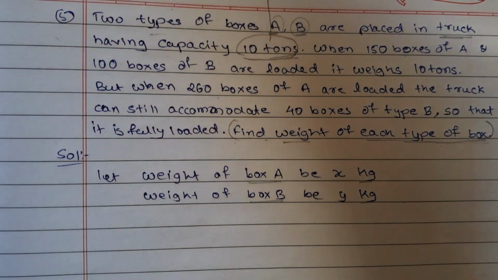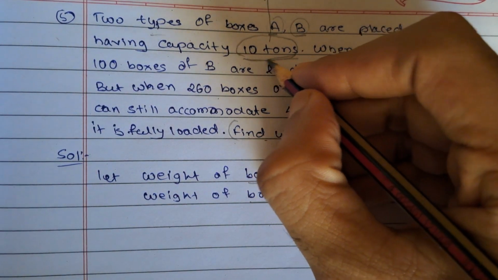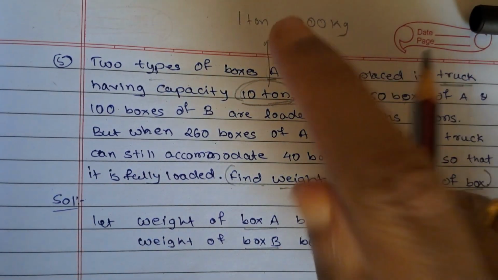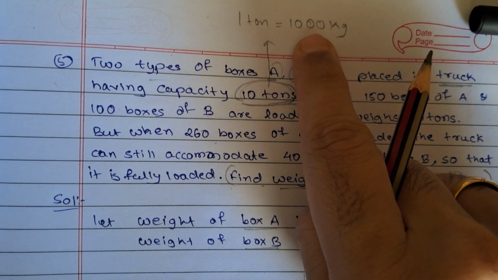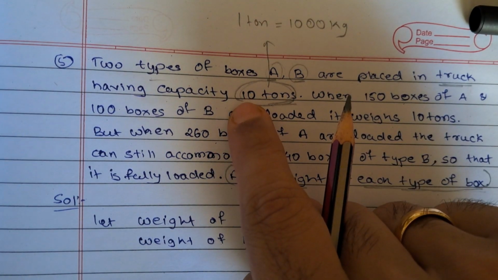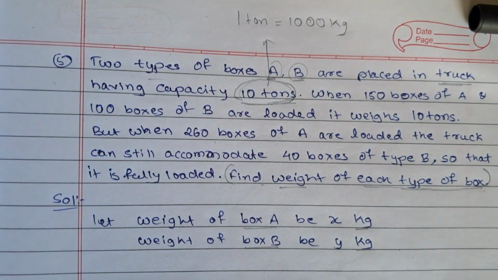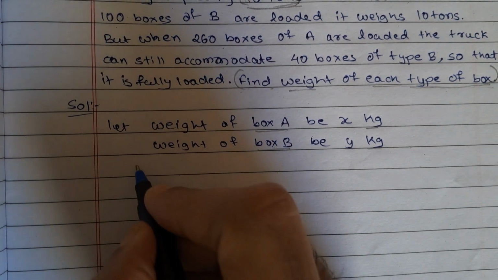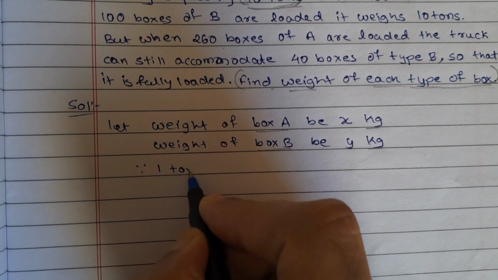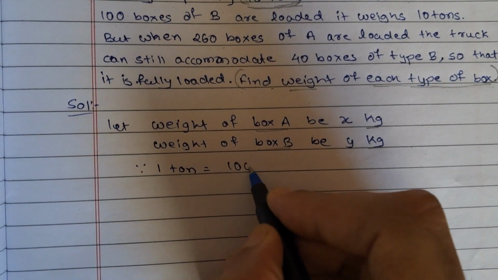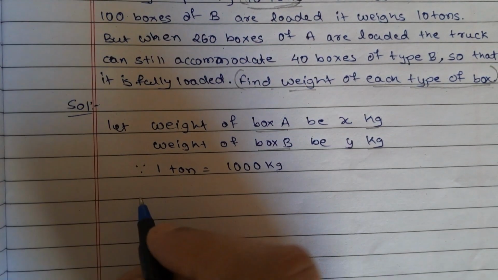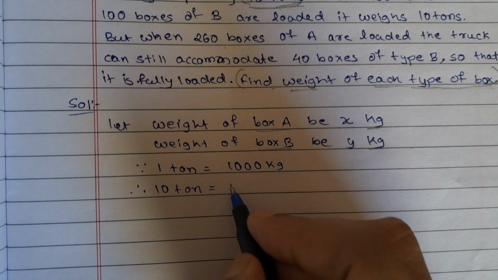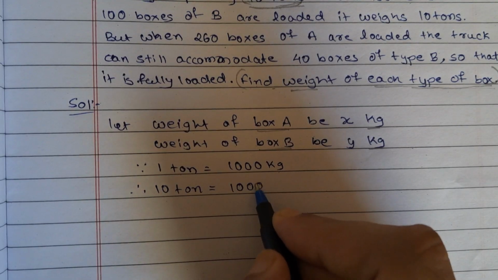So with that intention, I will convert this ton into kilogram at the very first place. And I know that 1 ton means 1000 kg. So obviously 10 tons will be 10,000 kg, isn't it? I will just call it out in the solution itself. I will say since 1 ton is equal to 1000 kg, therefore the 10 ton mentioned in this sum will be equal to 10,000 kg.